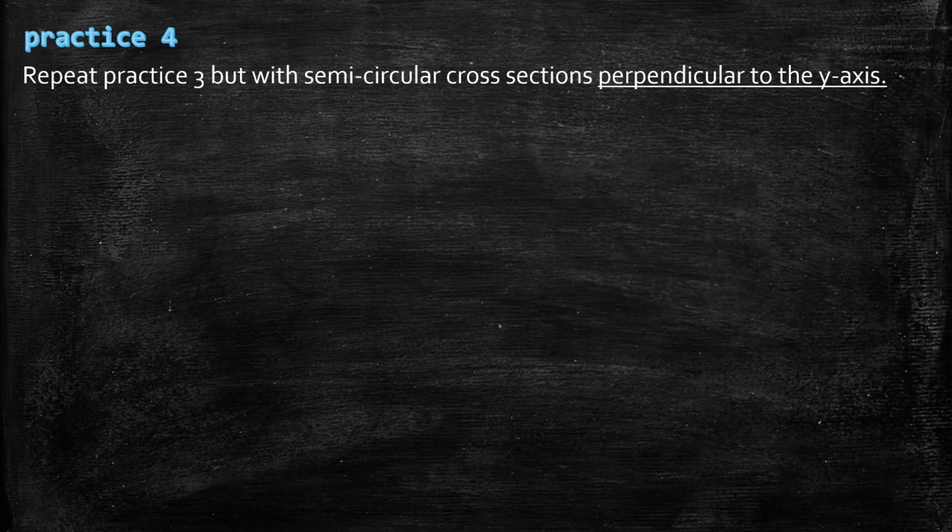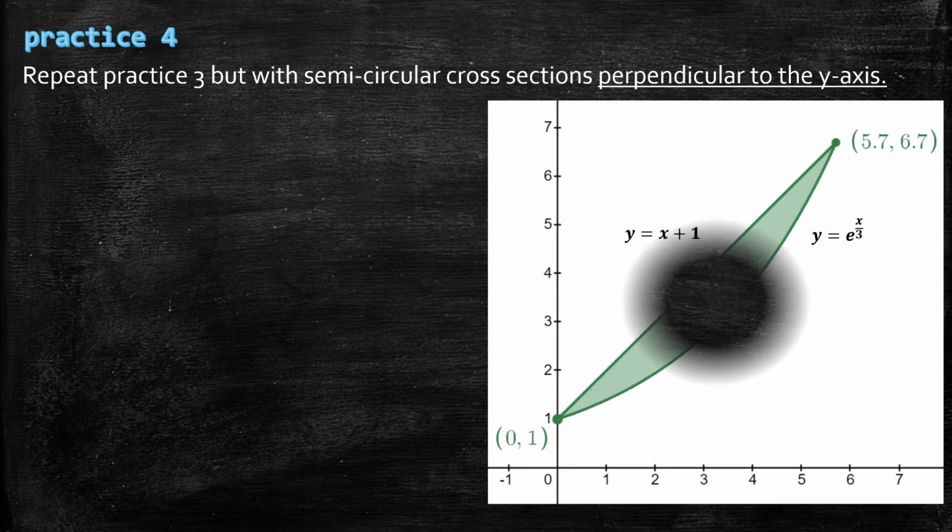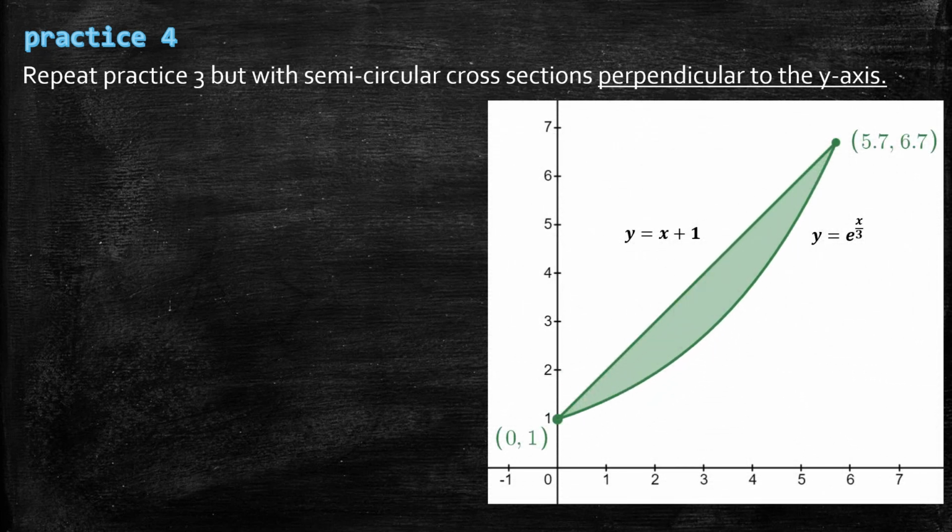So for the fourth practice problem, we're going to use the same region, but we are now finally going to deal with cross sections that are perpendicular to the y-axis. So semicircular again. So what does this mean? Now, the first time we're doing it perpendicular to the y-axis. So imagine we were looking at y equals 2. Keep that constant. The cross section there would be like this.